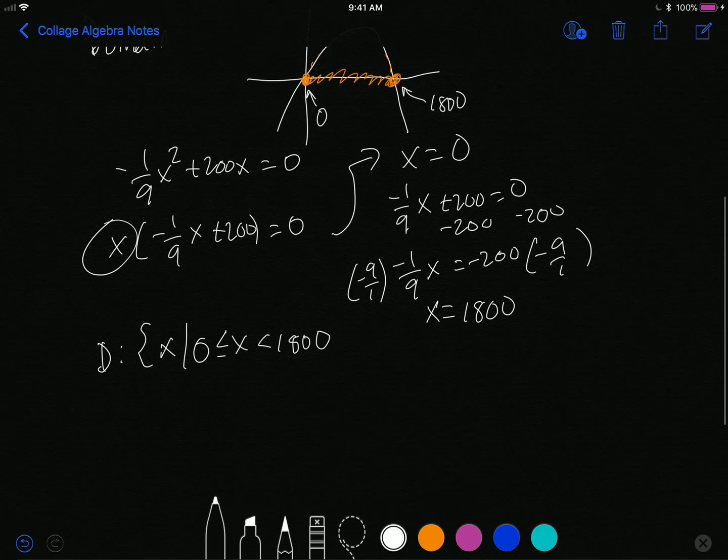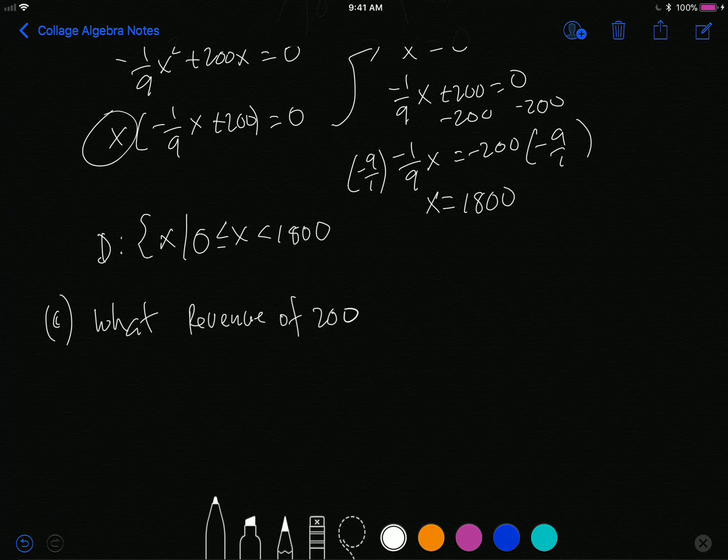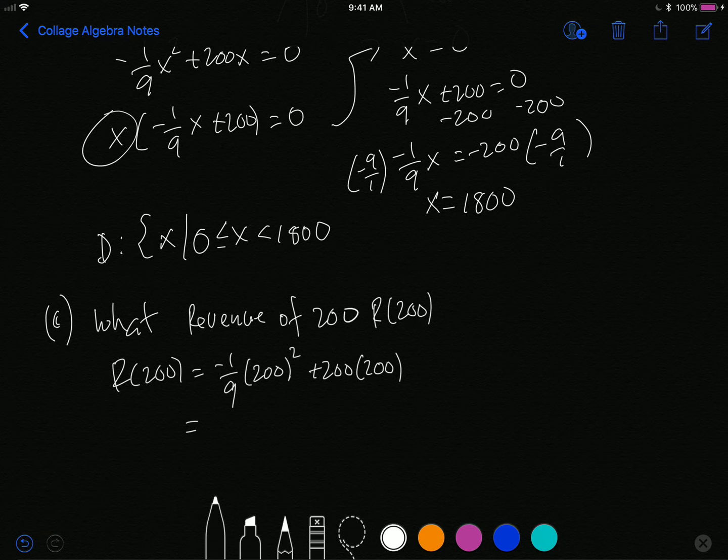Alright, what is the revenue if 200 units are sold? I think this is part C. What is the revenue of 200 units? This one you need a calculator, but that just means plugging it in. So you'll have R of 200 equals -1 over 9 times 200 squared plus 200 times 200, using the revenue function, and they say round to the nearest hundredth. You need a calculator. It will be 35555.56, a result of dividing by 9 in this case. Alright, so that's right here.